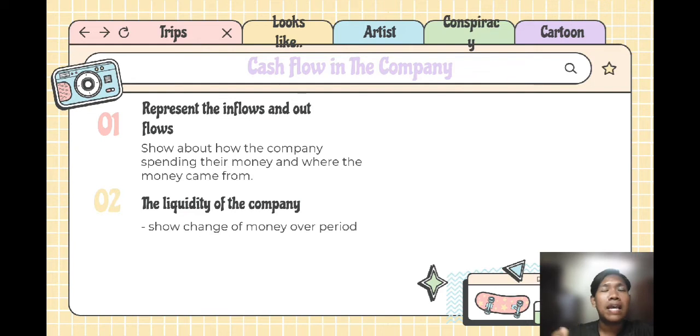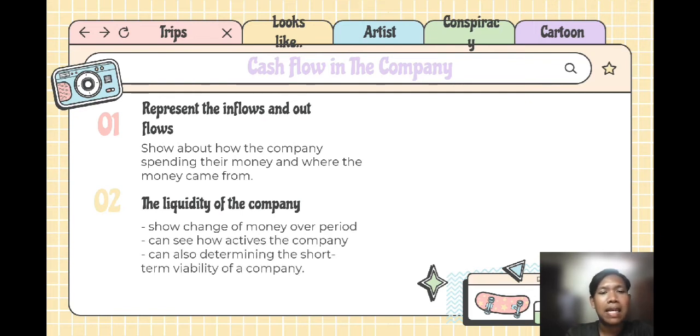So if the company has been established for about 3 years, we can see the liquidity of the company. We can see how the money changes over time. And we can see how active the company is. And lastly, it can also determine the short-term viability of a company.